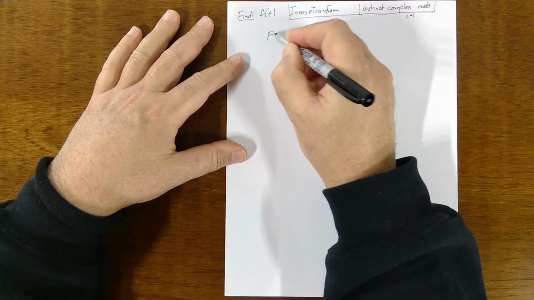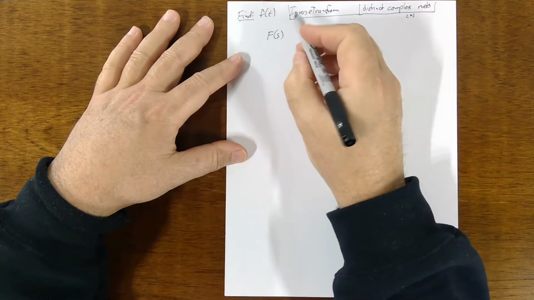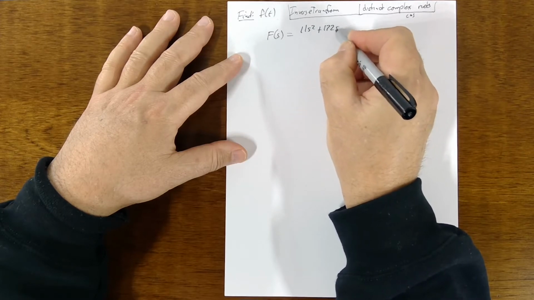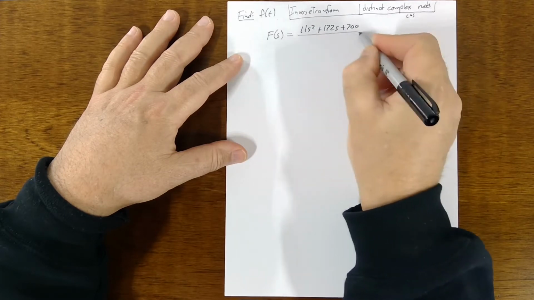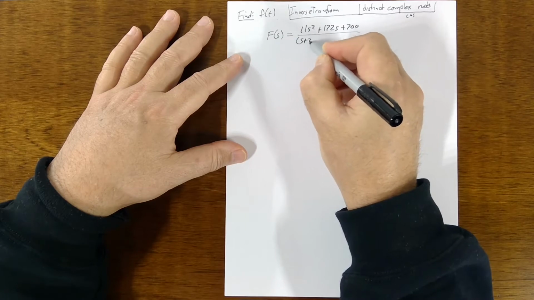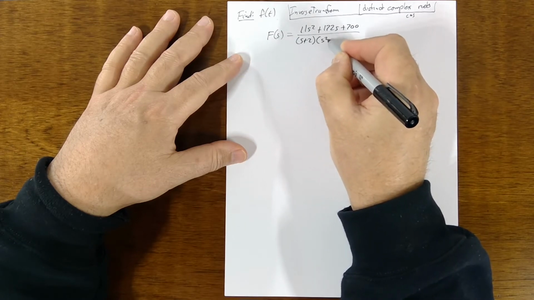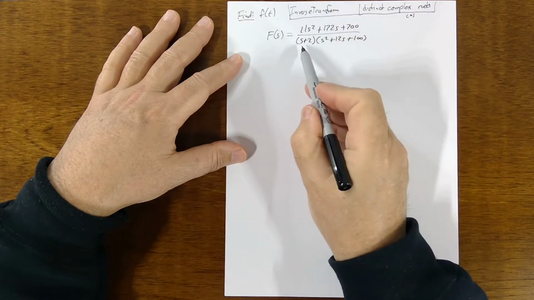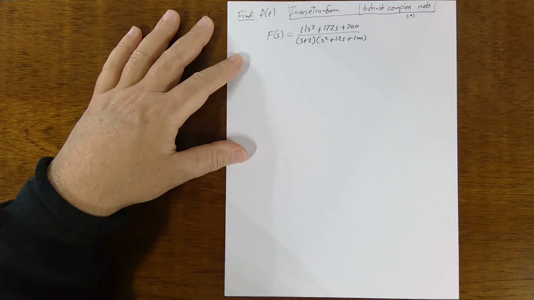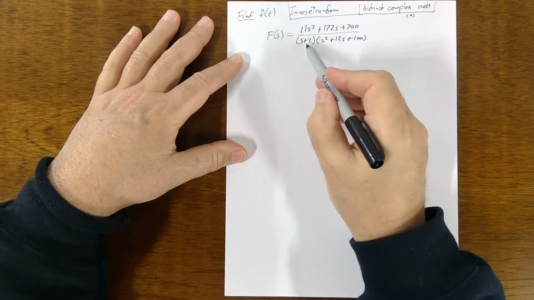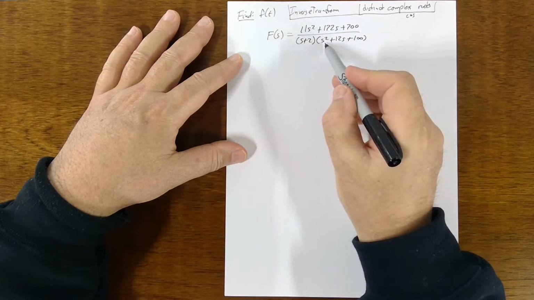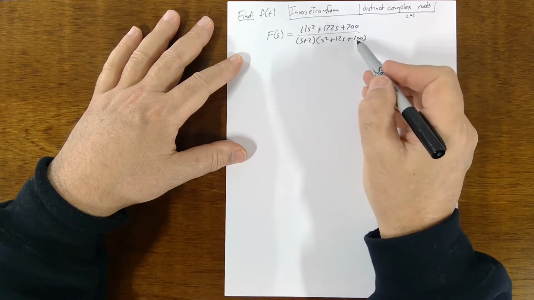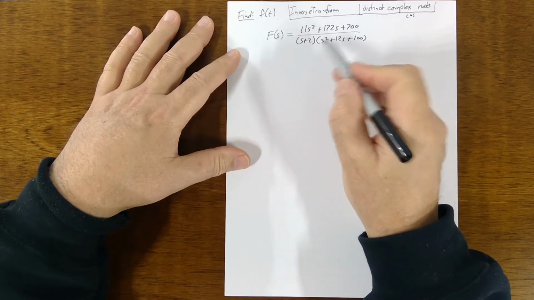Given big F of s, this frequency domain expression is (11s squared plus 172s plus 700) over (s plus 2) times (s squared plus 12s plus 100). So the denominator is not fully factored. It's partially factored. You've got this s plus 2, and then you've got this s squared, and then 12s and 100. But is it proper?